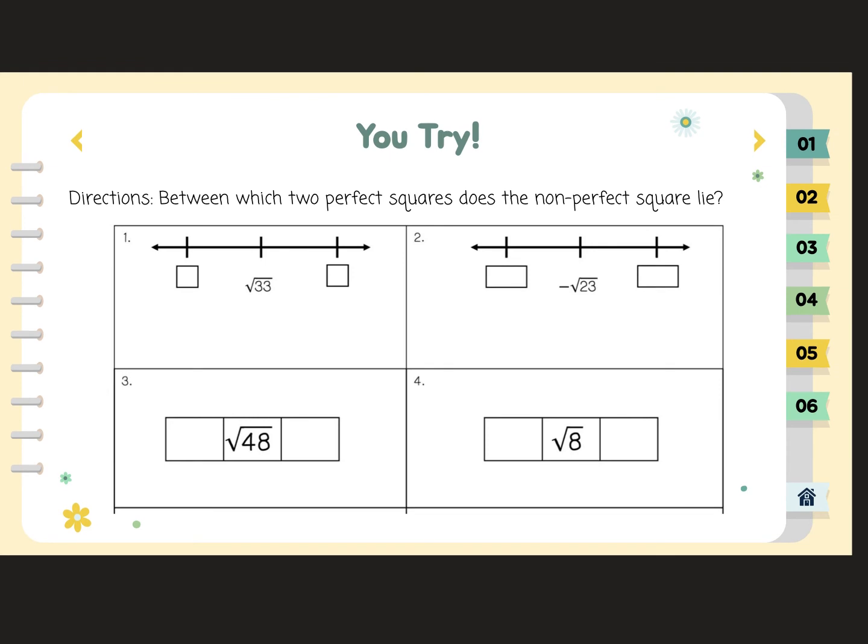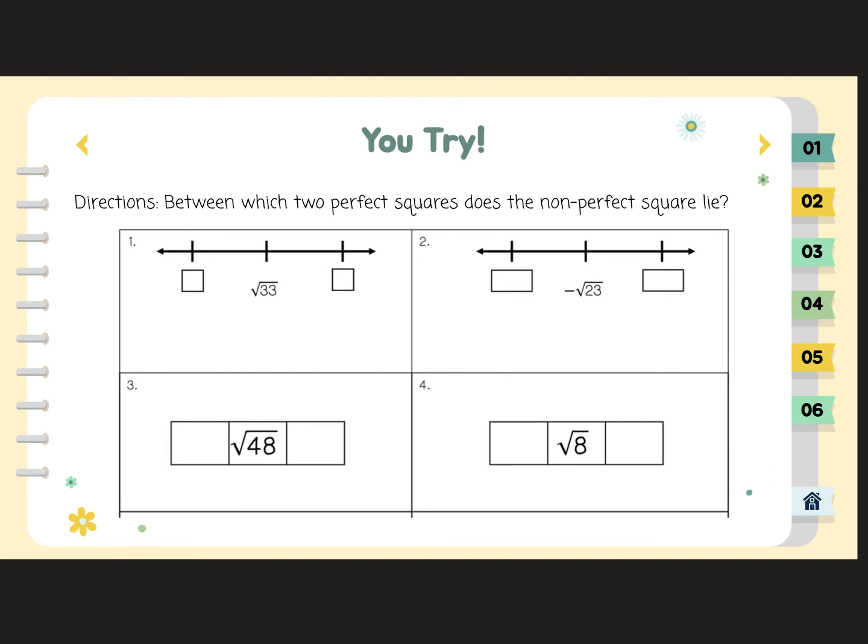All right, so now I want you to pause the video and try this on your own to see if you can find the consecutive numbers between which the numbers lie. All right, so taking a look here, the first one we have is the square root of 33, which is going to lie between 5 and 6, because we know that 5 squared is 25, and we know that 6 squared is 36.